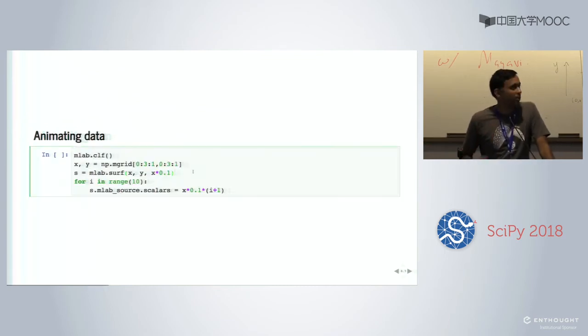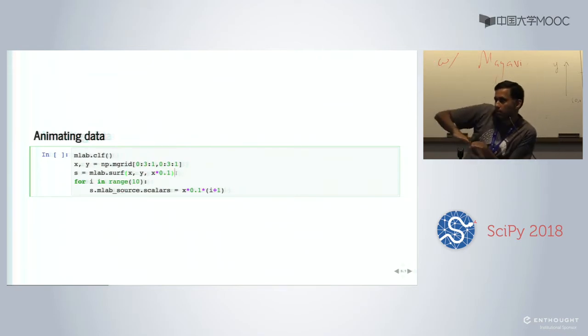So here's a very simple example. Start with mlab.clf, generate an mgrid, and we just have a surf. So what do you think this surface should look like? Quick guess. So it's essentially a plane, right? It's a plane because it's a graph sheet, and z is just x into 0.1. So it's essentially along the x-axis, the plane is going upwards.